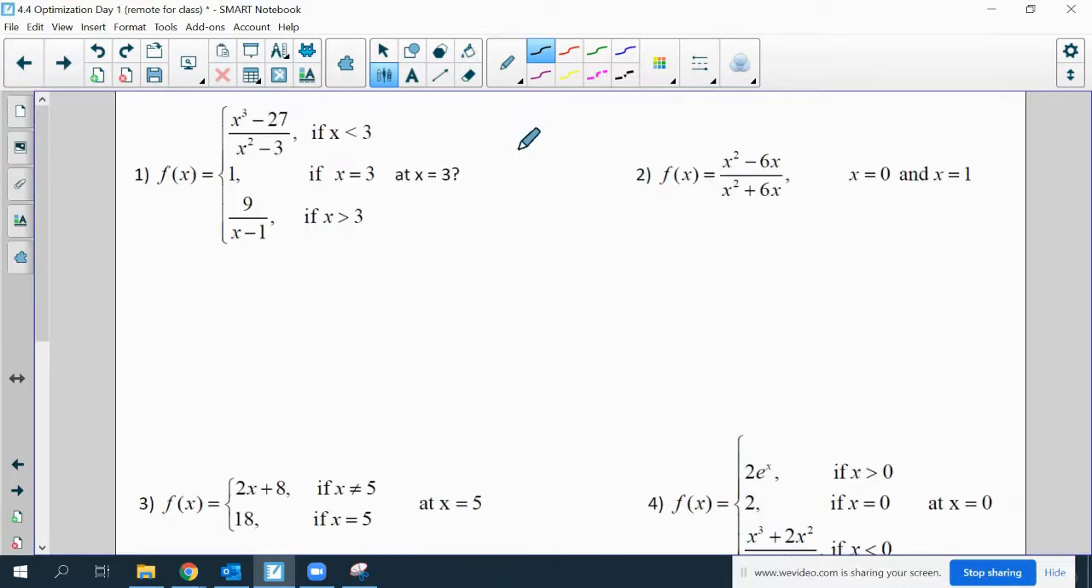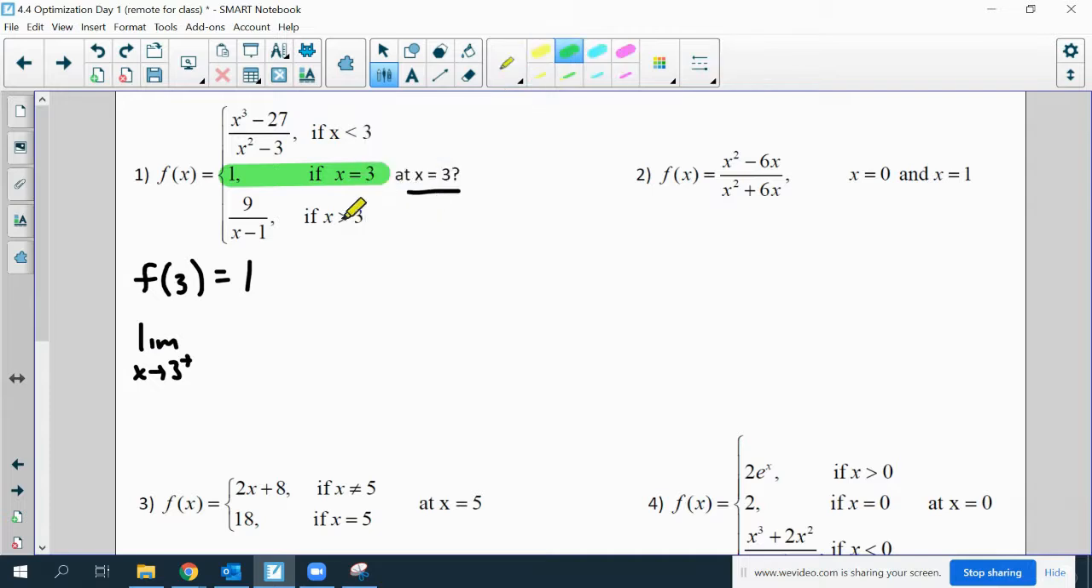And so now that we've done some graphical stuff, now we're going to do some analytic or algebraic manipulation of limits and continuity. So we're going to take a look at problem 1. In order to determine whether this function is continuous at x equals 3, I need to look at f of 3, which we know is 1. Then I'm going to take a look at the limit as x approaches 3 from the right. So that's going to be this one here.